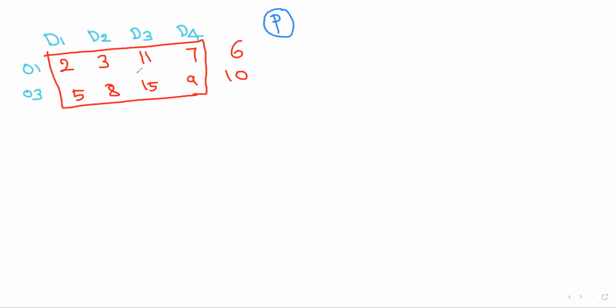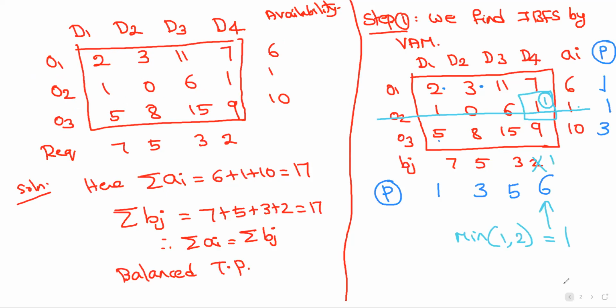Here, the penalty is: the least element is 2, next least is 3. So penalty 1 for the first row, D1 row. O3 row, 5 and 9, penalty 4. Now column wise penalties. Before that, I have to write the requirements also.